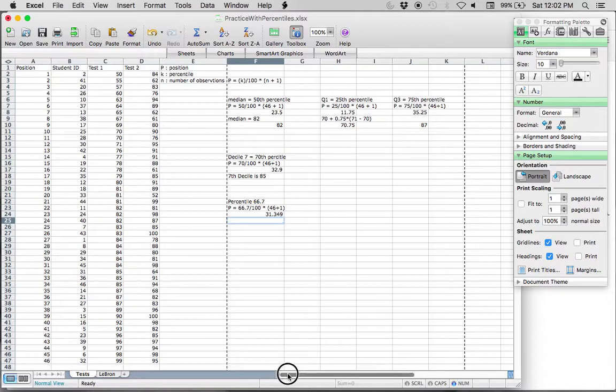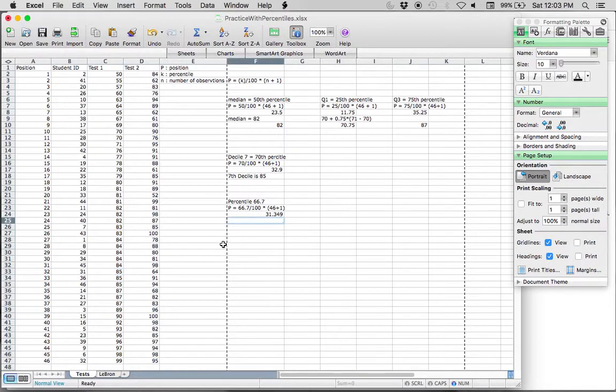Now let's see if we got lucky. We did not get lucky, or we did, so I can show you what's going on. The numbers are different here, so we're going from 84 to 85. So we use the same kind of idea that we used with the quartiles. We go between the 31st and 32nd position. That means we're starting at 84, and we're going 0.349 of the way to 85.